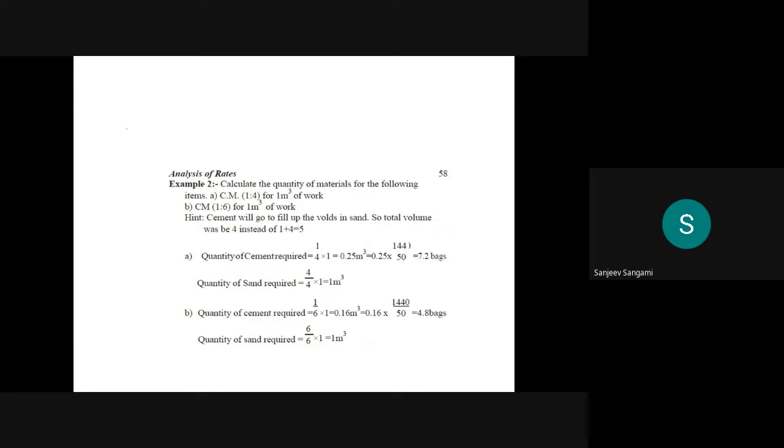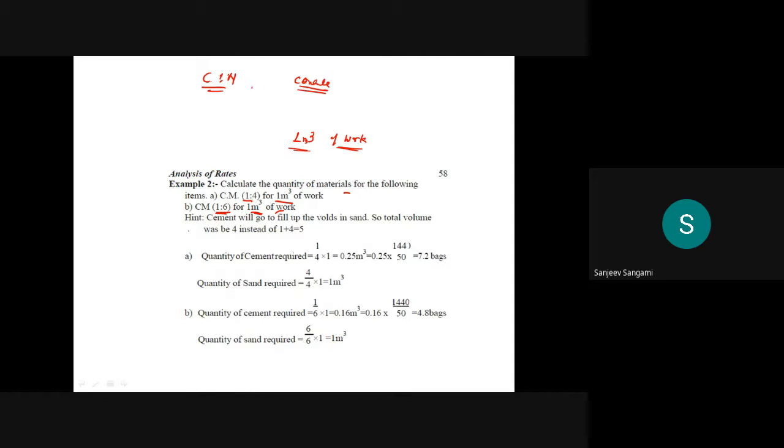So the second problem is with respect to cement mortar. Previously it was concrete. Here, calculate the quantity of the materials for the following items, that is cement mortar ratio 1:4 for 1 meter cube of work. Then the second one, cement mortar of 1:6 for 1 meter cube of work. So the amount of work they are doing is 1 meter cube of work.